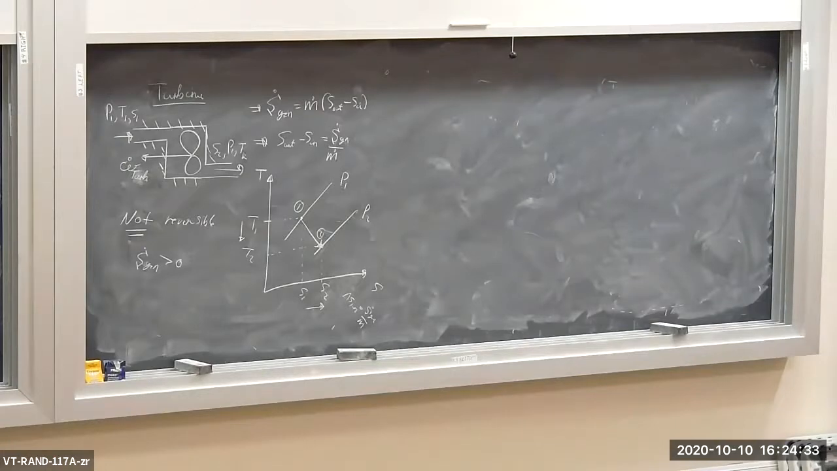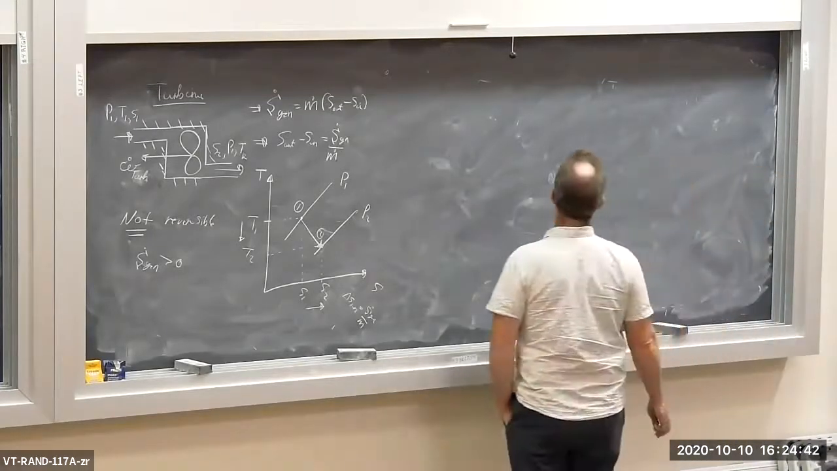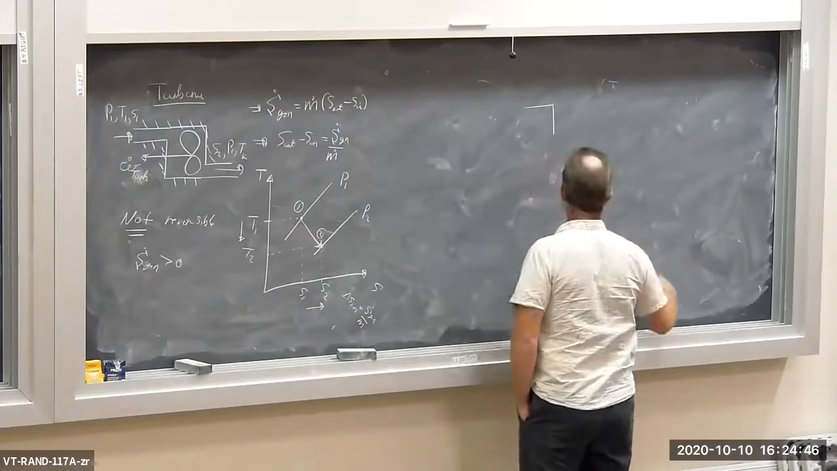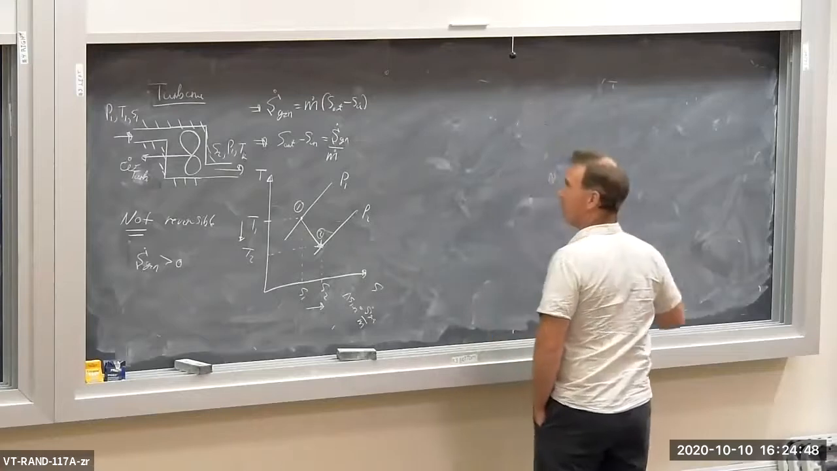Delta S is positive as we go from the inlet to the outlet because of entropy generation. Now let's do the same thing for the reversible turbine.